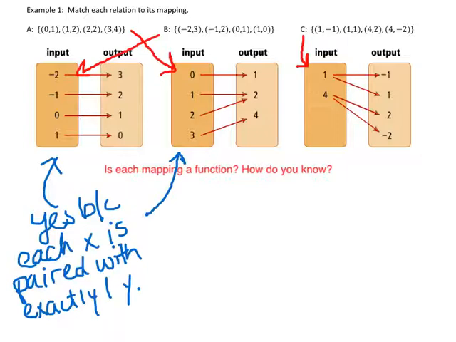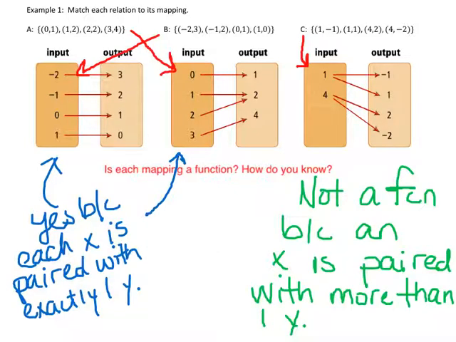Let's take a look at the third one then. So here, the x value of 1 is paired up with -1, but it's also paired up with 1. So this x is paired up with more than 1y, so this one is not a function. So you should write down that this third one here is not a function because x is paired with more than 1y.